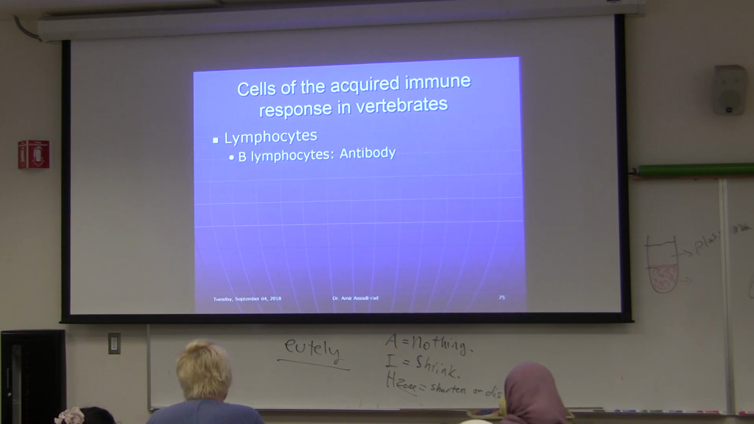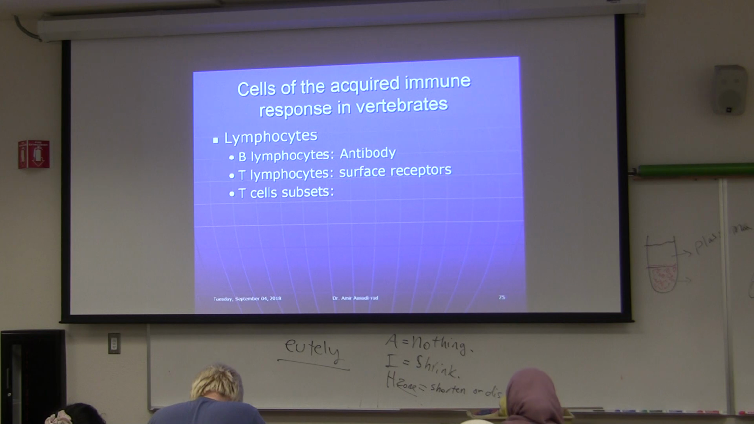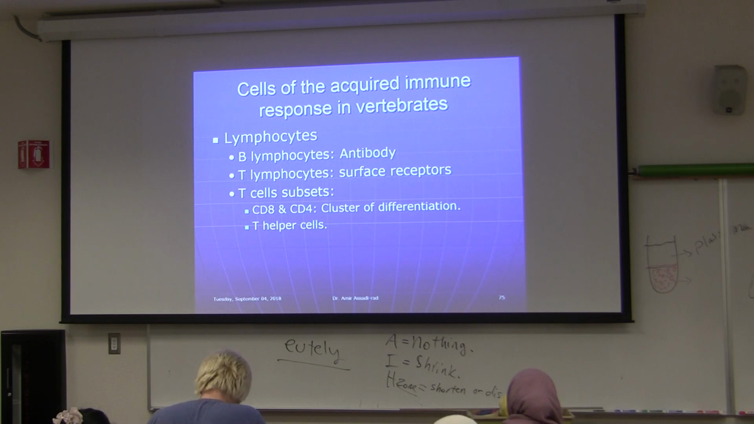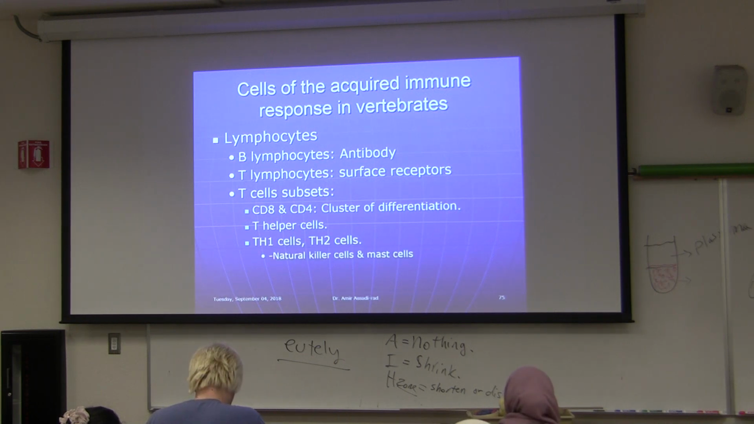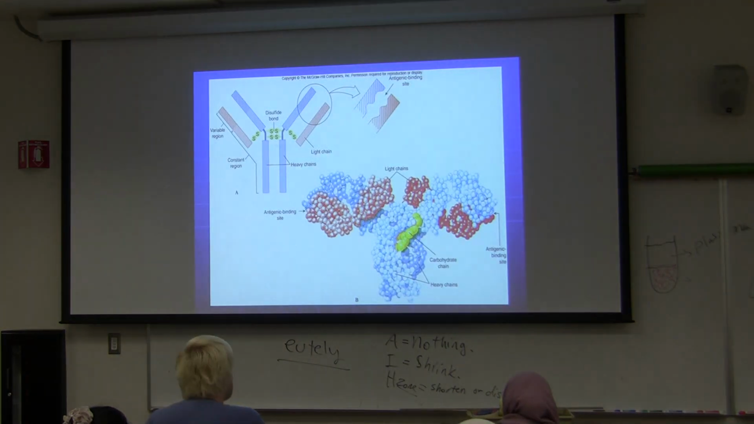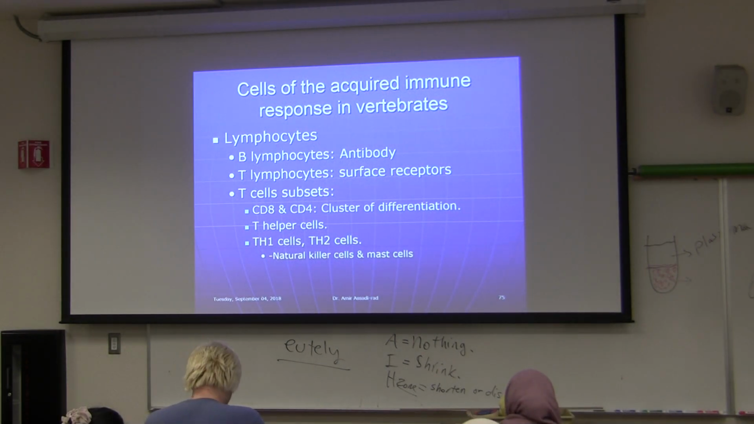So B lymphocytes, they make antibody. Quiz question. Later on, you argue with me and say, Amir, the notes say plasma cells. No, not really. It's B lymphocytes. I'm going to show you pictures and we'll talk about it. T lymphocytes have surface receptors, T cells, subunits CD4, CD8, which is very important in the diagnosis of AIDS. T helper cells, T helper 1, T helper 2, natural killer cells or mast cells. They do not discriminate. They can kill and destroy a lot of antigens or foreign invaders in the body.